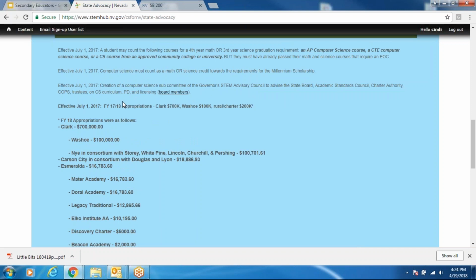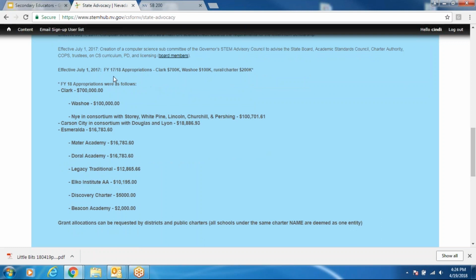What also became effective is what I mentioned before, the creation of the Computer Science Subcommittee, being a part of the Governor's STEM Advisory Council. And there's a link there to the board members that currently sit on that. The last fiscal year 18 appropriations, you can see, are listed there from the grant: $700,000 to Clark, $100,000 to Washoe, and then $200,000 for the rurals and charters. The rurals and charters can apply in a non-competitive grant allocation manner. And this is how those appropriations came out based on what they requested and how the grant was divided up.